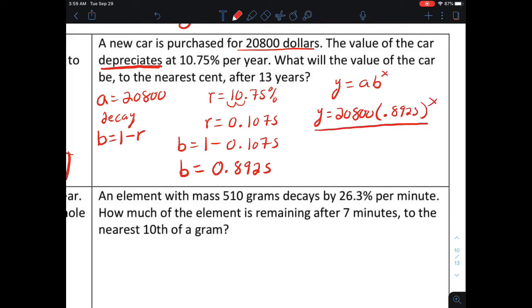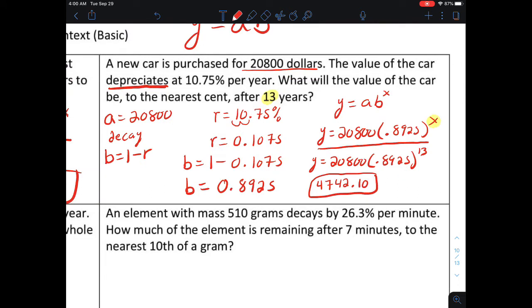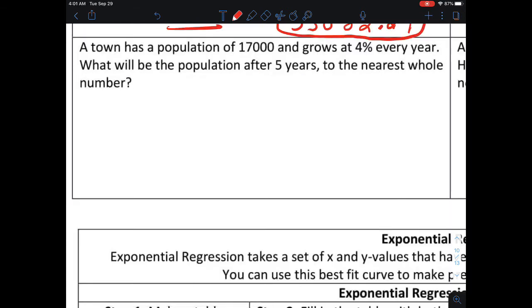So that equation will tell us how much the car is worth. We want to know how much the car is worth after 13 years. So we're going to put 13 in where the x is. And after we do that, we'll go to our calculator and we'll see what the value of the car is after 13 years. And so after 13 years, that car is only worth $4,742.10.